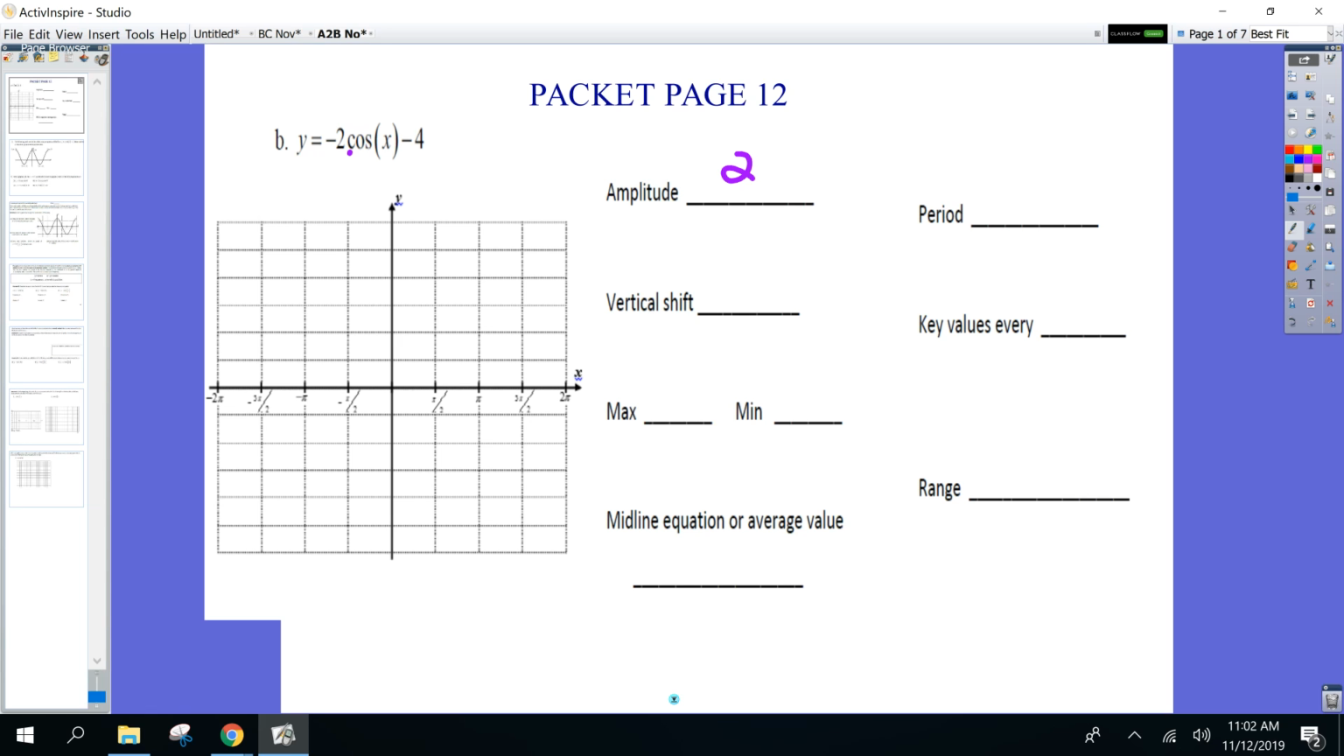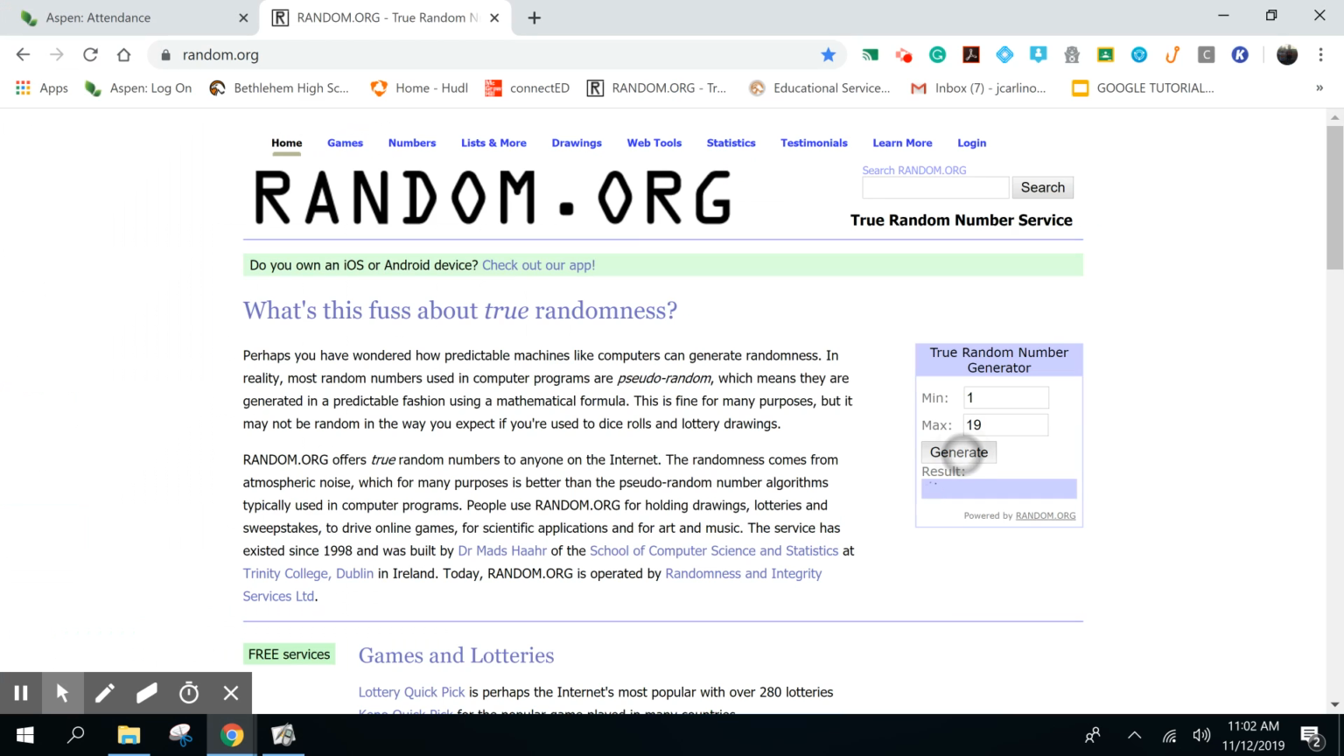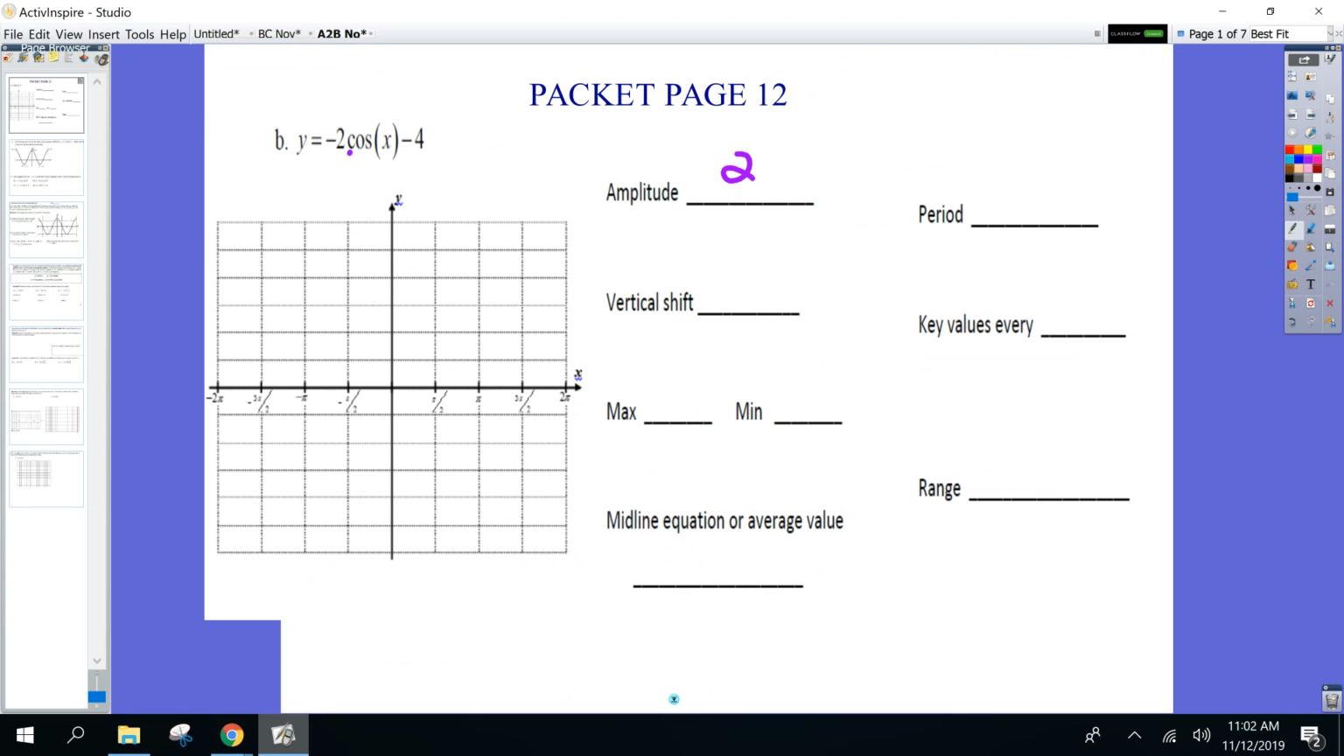How about the vertical shift? This is what we did on Friday. Down. Remember, that's my amplitude. That has nothing to do with the shift. This other number is the shift. Down 4. Please don't just put 4. Make sure you tell me up or down. If you put -4, I'm fine with that, but tell me at least up or down.